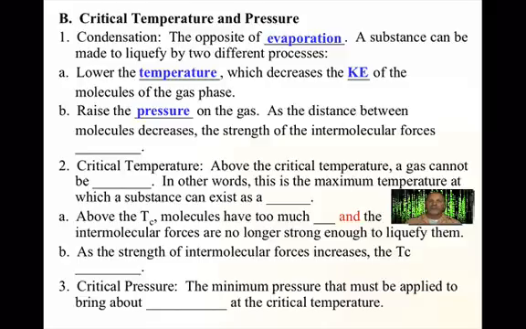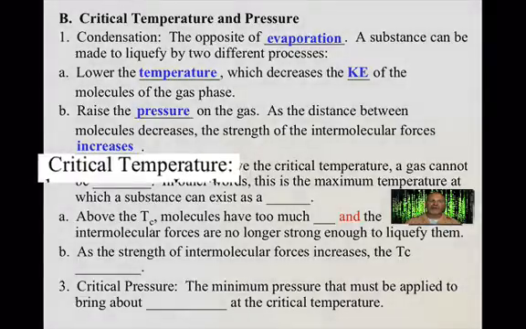Or we can increase the pressure and force them closer together, and as they get closer together, intermolecular forces take over and they bind together and change back into a liquid. So the fact is just getting them close enough together so the intermolecular forces can take over, whether you have them move slower or you push them together with increased pressure.